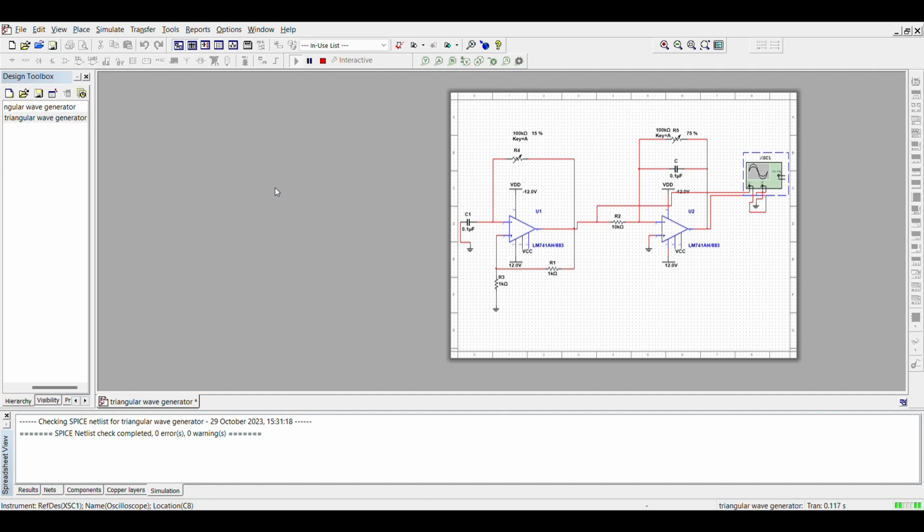So we get a square wave from channel A and a triangular wave from channel B in this way. So hence we have proved the theory practically by using Multisim software.